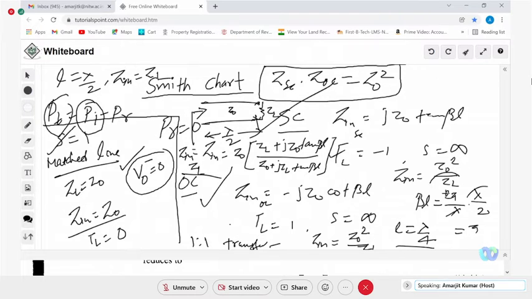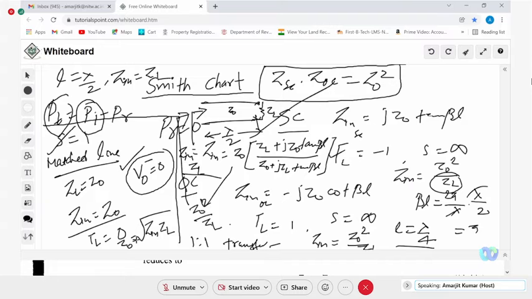So now this load impedance is transformed. So now we are saying the input impedance for the quarter wavelength lambda by 4 transmission line is Z0 square by ZL. So that means what will be Z0? Z0 is equal to the square root of Zin into ZL. The characteristic impedance of the transmission line will be equal to root Zin into ZL.